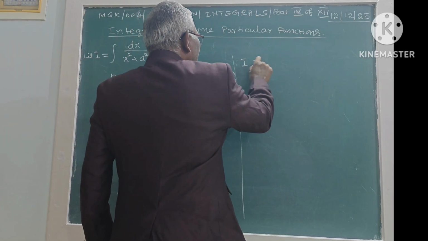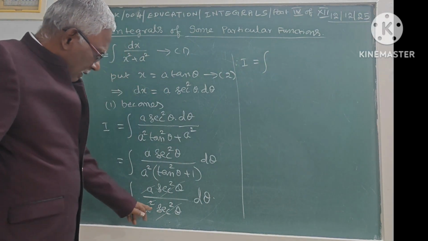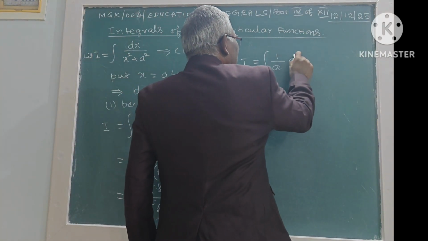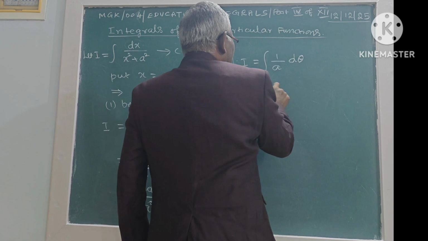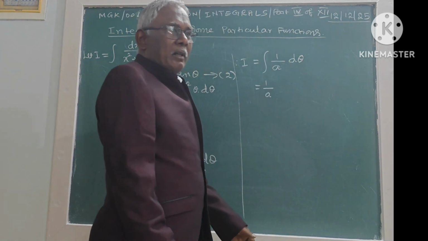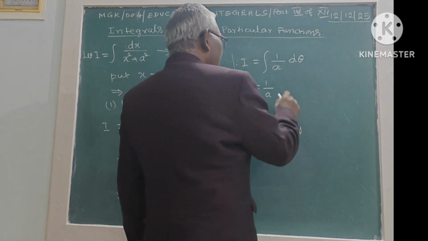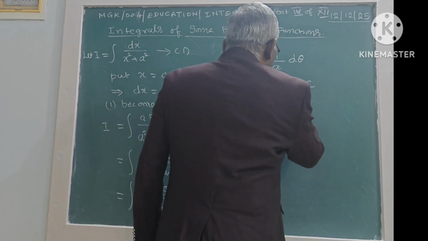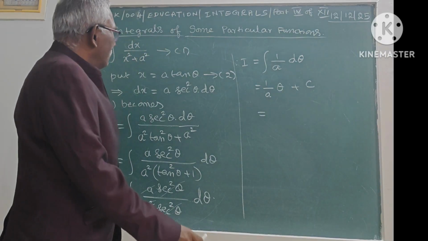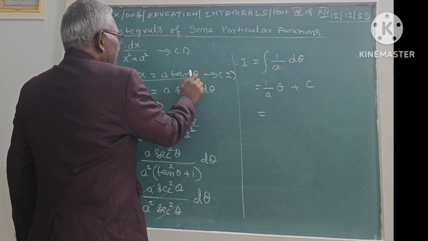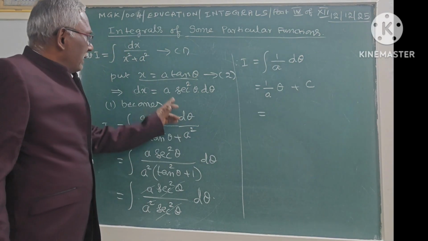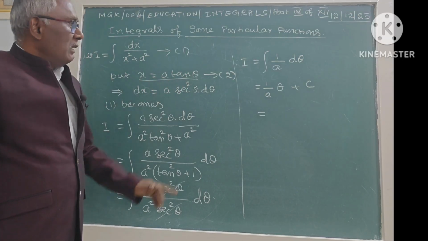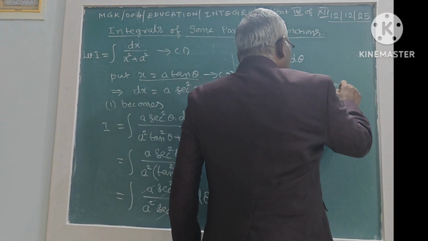Therefore, I is equal to the integral of 1 by a into d theta. The integral of d theta is nothing but theta plus constant. But what is theta? Here you can see x is a tan theta. Tan theta is x by a. We call this as 3.